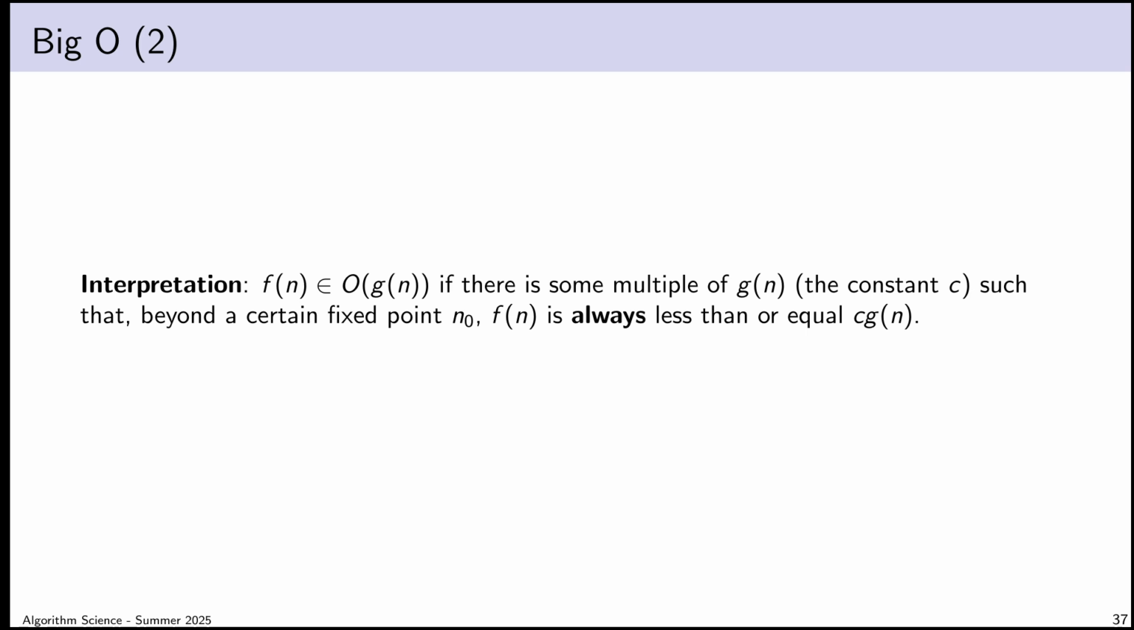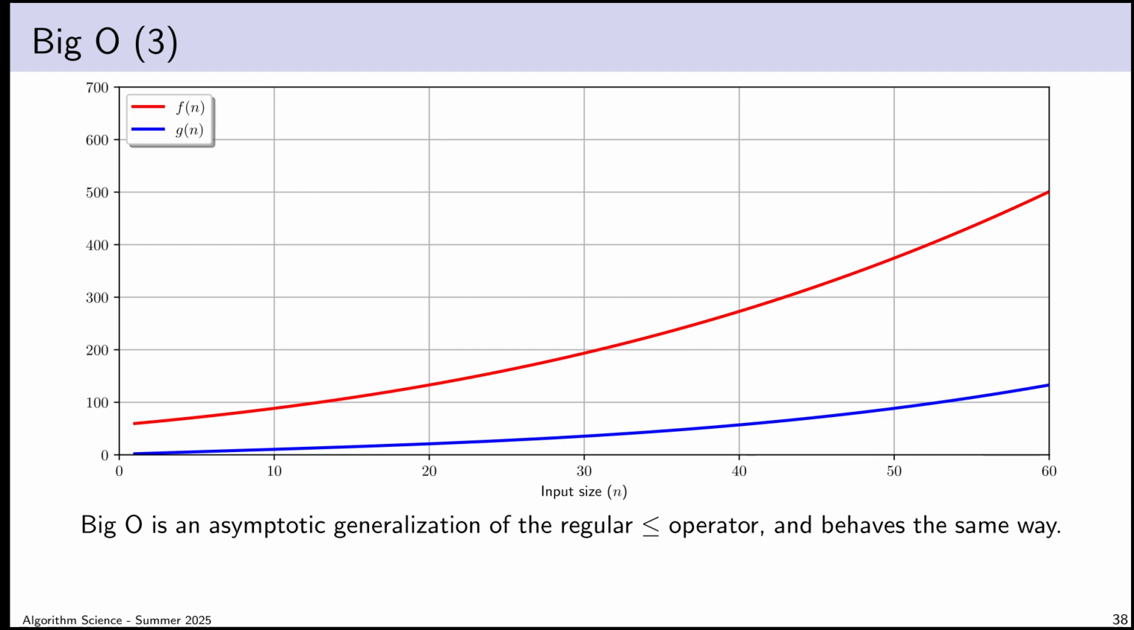Now, an interpretation, which isn't very useful without a visualization, is that if there is some multiple of g of n such that beyond a certain fixed point, f is always less than that multiple of g of n, then f is big O of g of n. And as with any other thing, this is a symbolic description of something that we should be visualizing, so let's go visualize it. So big O is an asymptotic generalization of the less than or equal to operator, and critically, it behaves the same way.